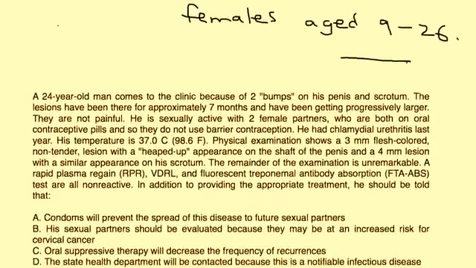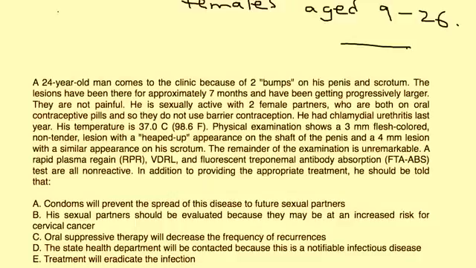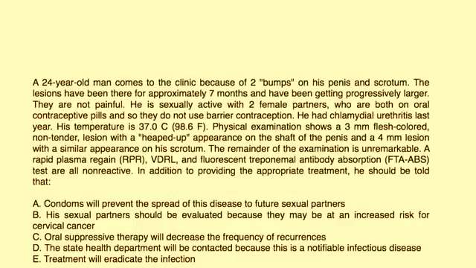All right, let's take a look at some clinical vignettes. A 24-year-old man comes to the clinic because of 2 bumps on his penis and scrotum. The lesions have been there for approximately 7 months and have been getting progressively larger. They are not painful. He is sexually active with 2 female partners who are both on oral contraceptive pills, so they do not use barrier contraception. He had chlamydia urethritis last year.